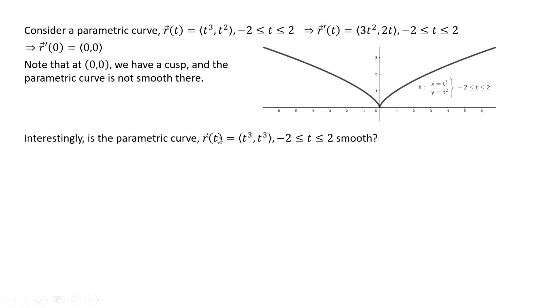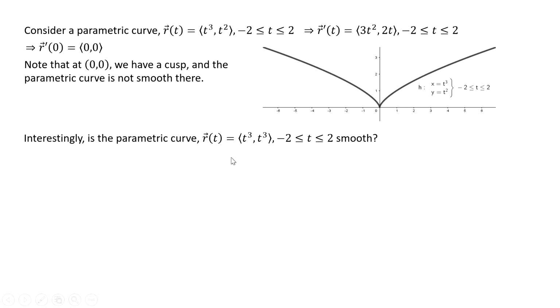Now, I wanted to think about this parametric curve, t cubed comma t cubed. By the way, if we convert this to Cartesian, x is t cubed and y is t cubed. What? X is t cubed and y is also t cubed. So are we saying y equals x? Yeah, we are. So what kind of a parametric curve would this be? It would be that line, y equals x.